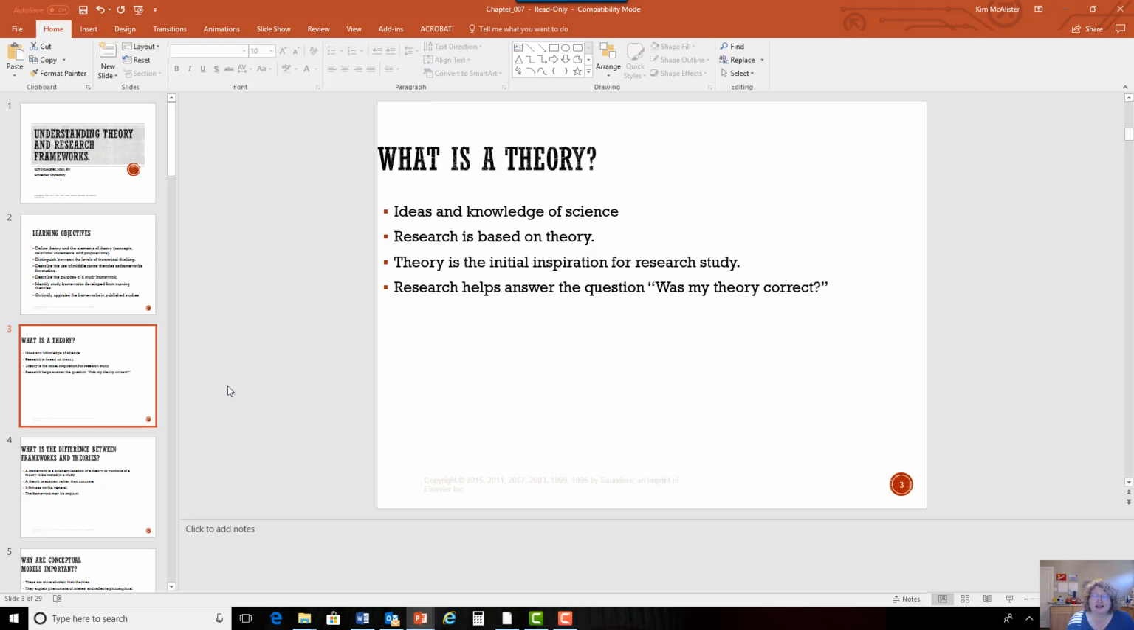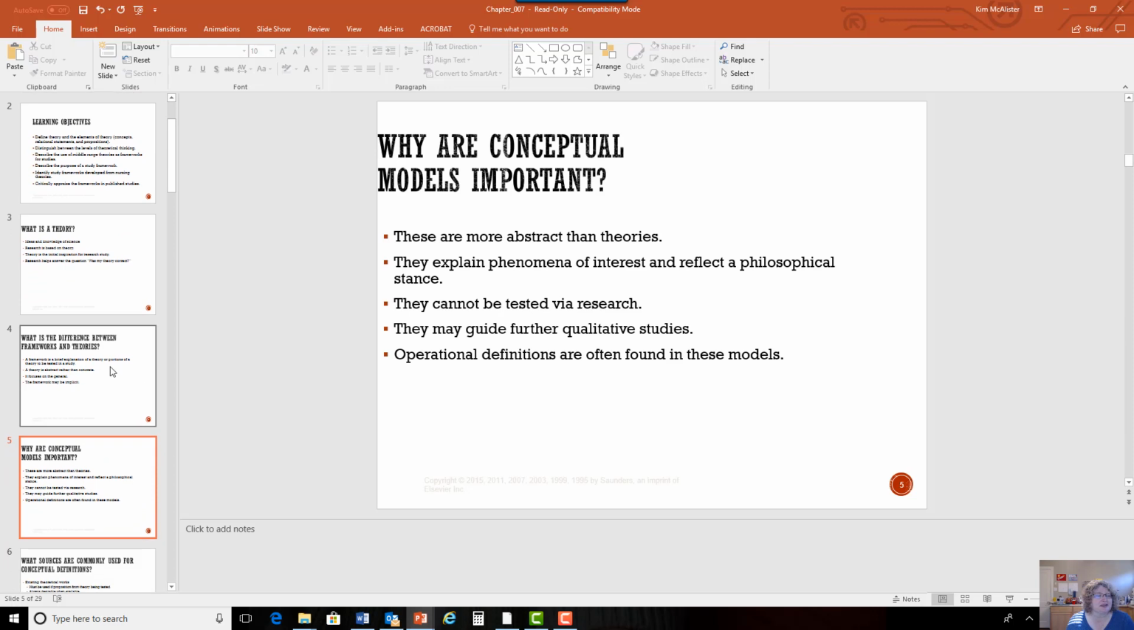It's based on ideas and knowledge from science, and research is based on a theory. So when you have a theory, you then conduct research to validate the theory. And research will help answer that question of whether or not your theory was correct.